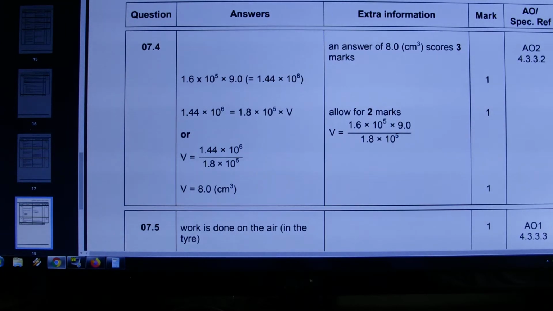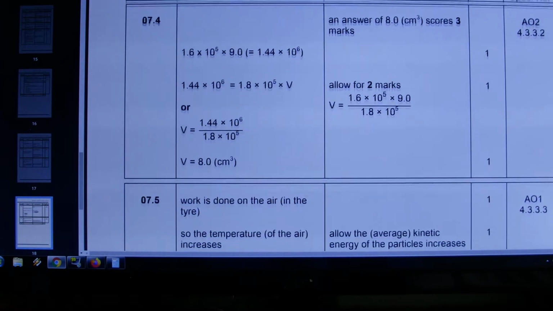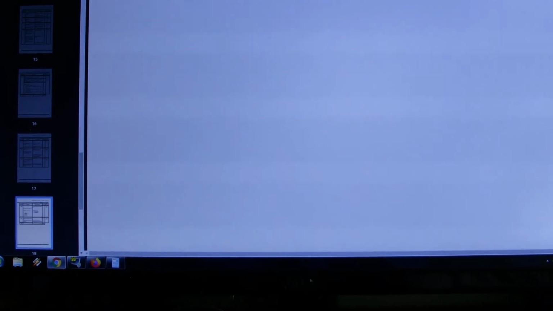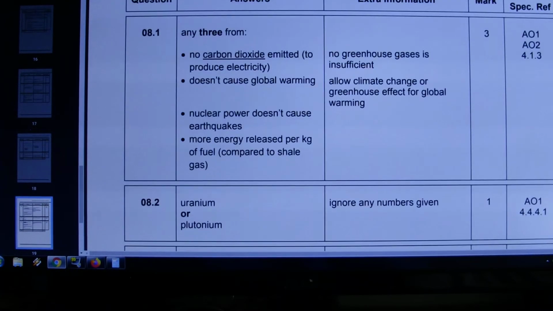An answer of 8 cubic centimetres scores 3 marks. I did say 8 cubic centimetres, didn't I? It's in proportion. Work is done on the air, so the temperature increases. That's pumping up the tyre. Work is done, that makes it hotter.